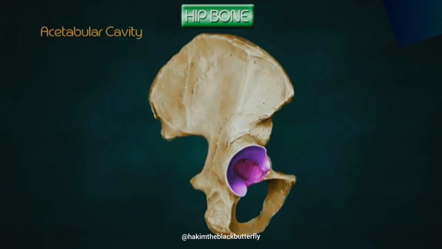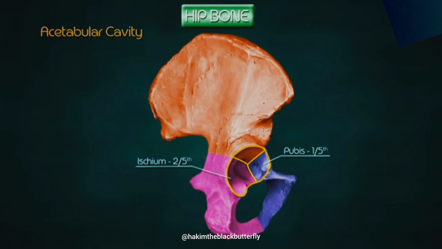The acetabular cavity. It is a deep hollow in the hip bone which faces laterally, downwards, and forwards. It articulates with the head of the femur. All 3 of the hip bones contribute to the formation of the acetabular cavity. Pubis, upper and anterior 1/5; ischium, lower and posterior 2/5; ilium, the rest of the cavity.